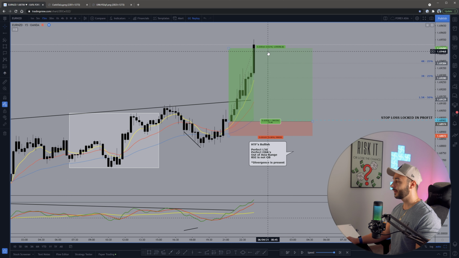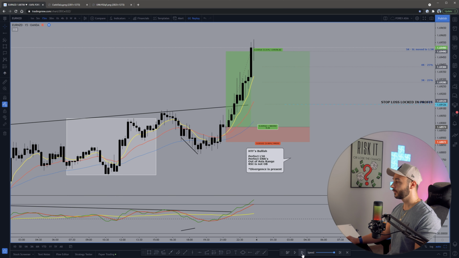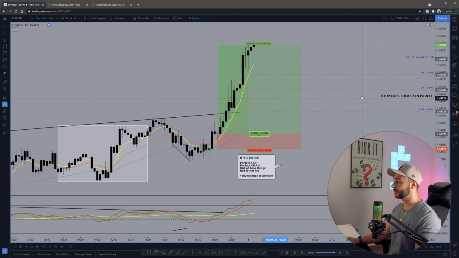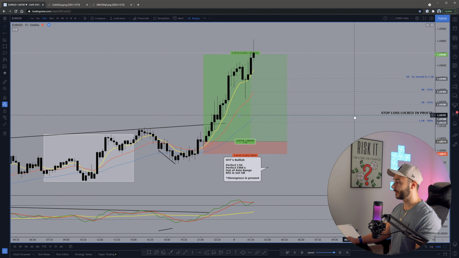And now what I do as the trade progresses to 5R, I move my stop loss to 1.5R. And then as the trade progresses even more to another R multiple, which in this case would be 6R, I will then get my stop loss and move it to 2R. So I'd move it to 2R. And then as the trade progresses to 7, I'll move my stop loss to 3R, and so on and so on.